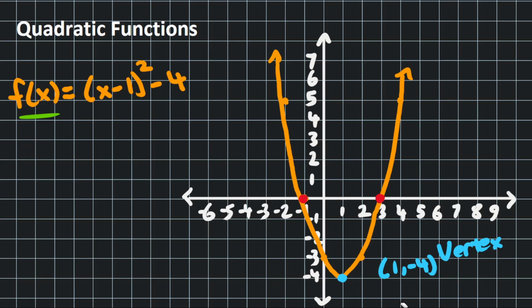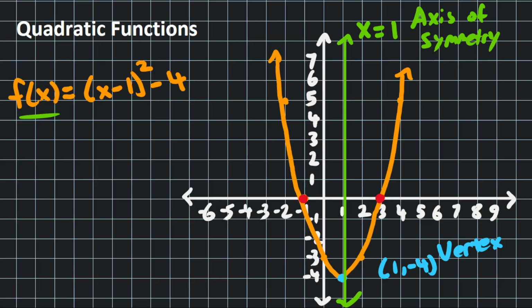Let's erase that as well, and let's also talk about the axis of symmetry. I'm going to draw a line right here, all the way down the middle. This green line is a vertical line. This is the vertical line x equals 1. And this line, x equals 1, is known as this parabola's axis of symmetry.